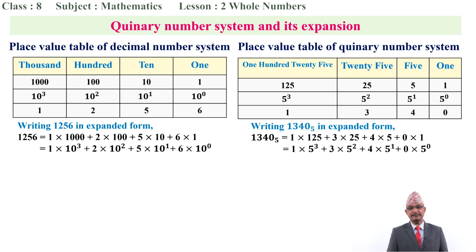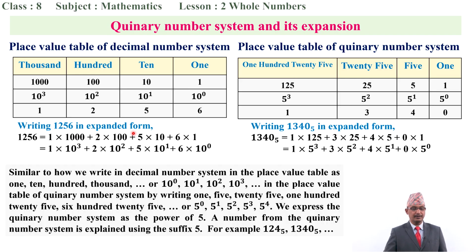So on the basis of this activity, now what we can say, similar to how we write in the decimal number system, in the place value table as 1, 10, 100, 1000, or we may write 1 means 10 to the power 0, 10 means 10 to the power 1, 100 means 10 square, 1000 means 10 cube, and so on. In the place value table of the quinary number system, we write 1, then multiply by 5 because the base is 5, and you have already seen in the binary number system we multiply by 2. So 1, 5, 5 5s are 25, 25 5s are 125.